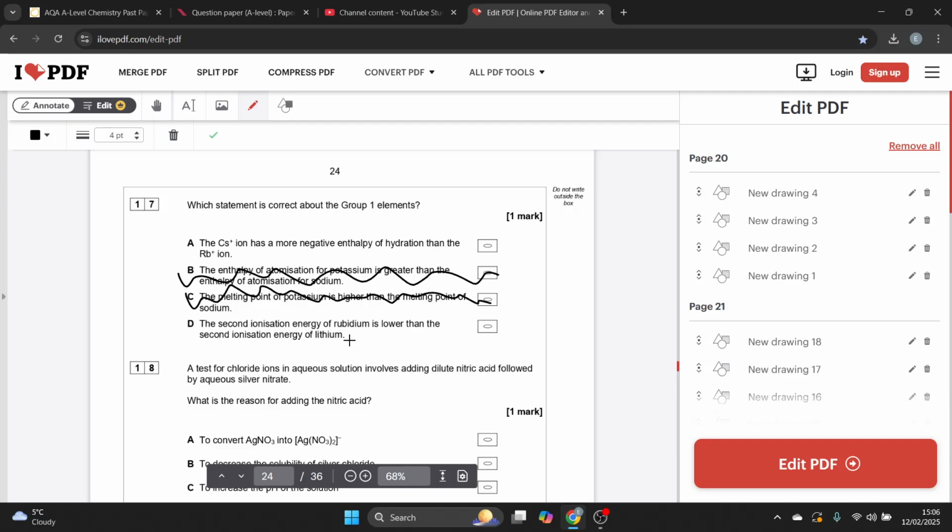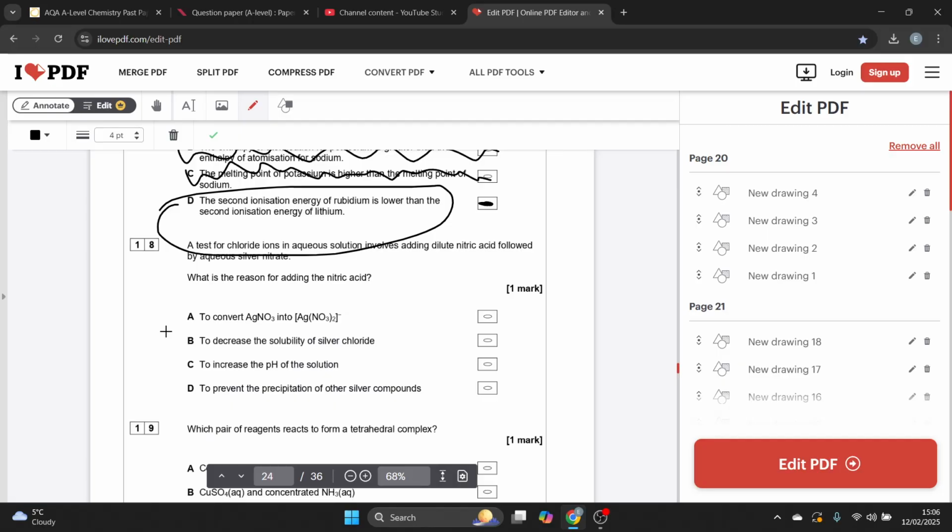Lithium and rubidium: the second ionization energy of rubidium is lower than the second ionization energy of lithium. Yes, rubidium is lower down group 1 than lithium, so it's going to have a lower second ionization energy than lithium.